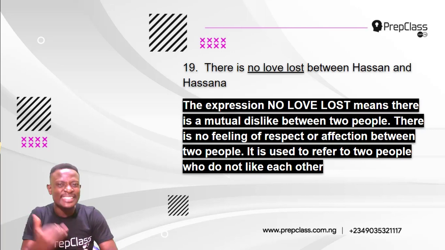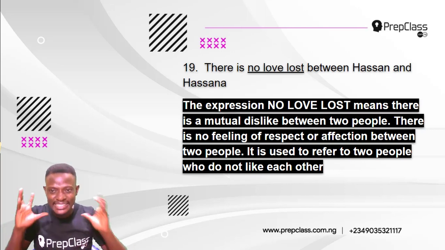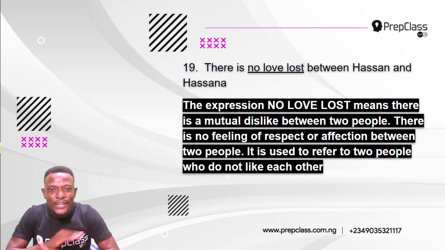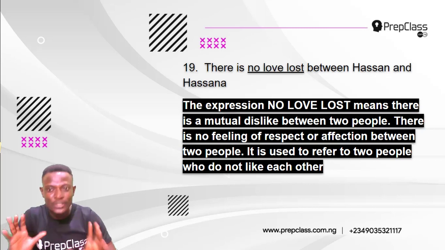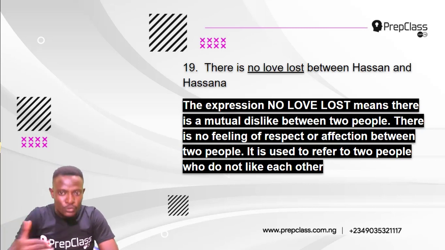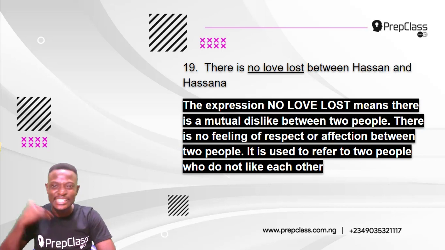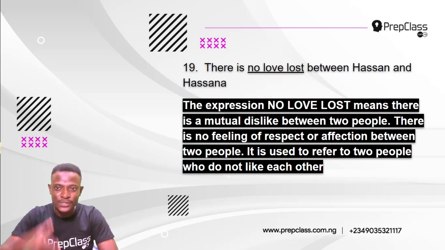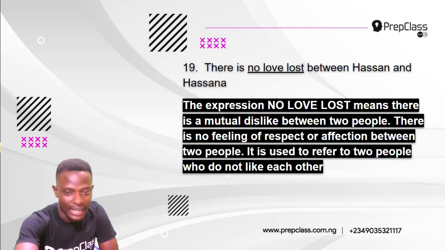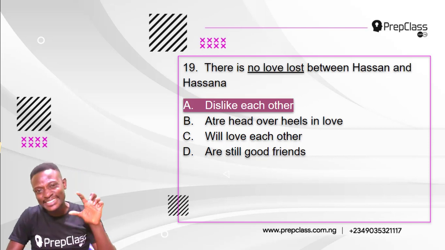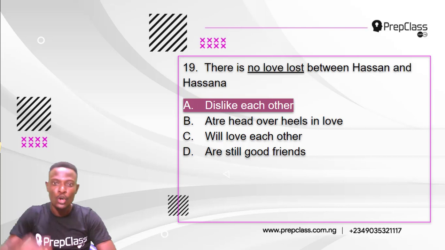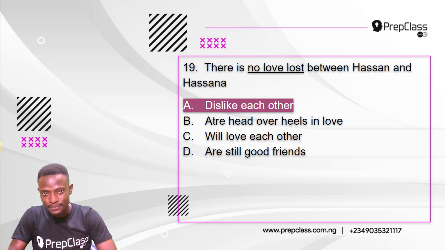There is a mutual dislike between two people. They dislike themselves. There is no feeling of respect or affection between two people. It is used to refer to two people who do not like each other. There is no love lost between Azan and Azana. So the answer is option A. They dislike each other. This is the option that has the nearest meaning to no love lost.